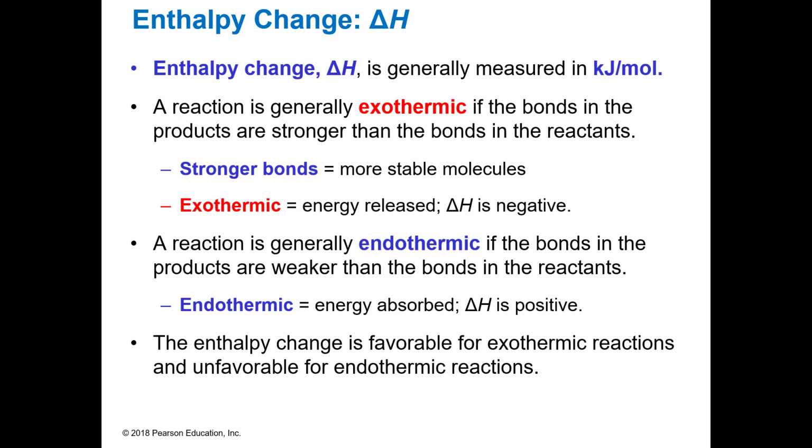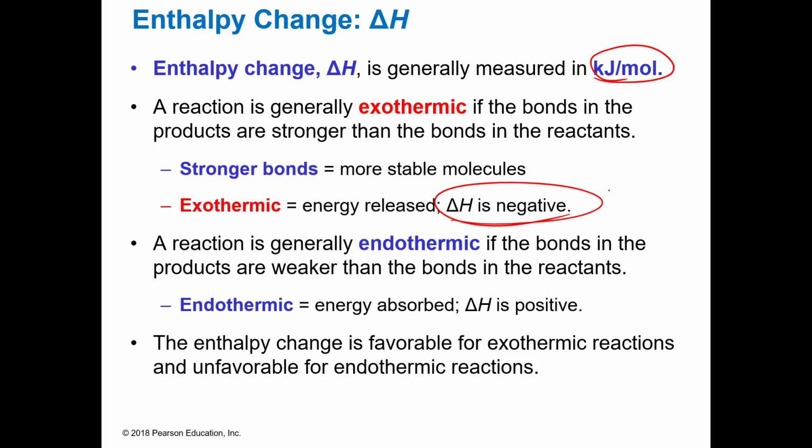So one thing you've got to watch while we're doing this: enthalpy is in kilojoules per mole. And we see an exothermic reaction has stronger bonds in the reactants, and more stable molecules are going to be in the products. So with exothermic, energy is released, your delta H is negative because you have decreased that amount of energy. So you now have less energy in your products than you did in your reactants.